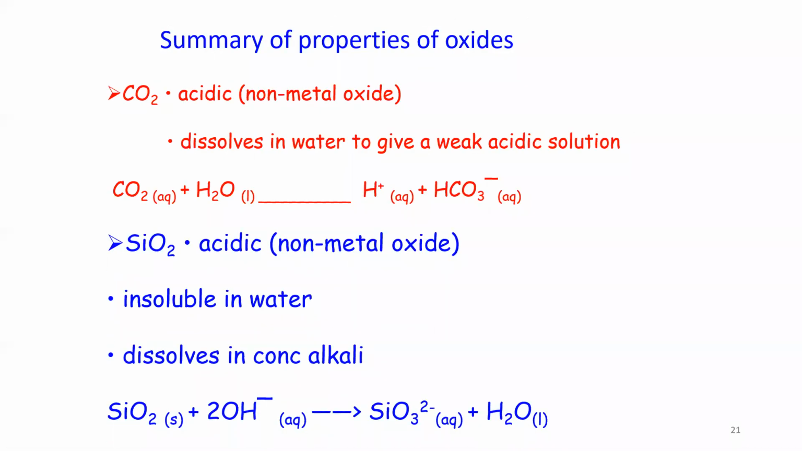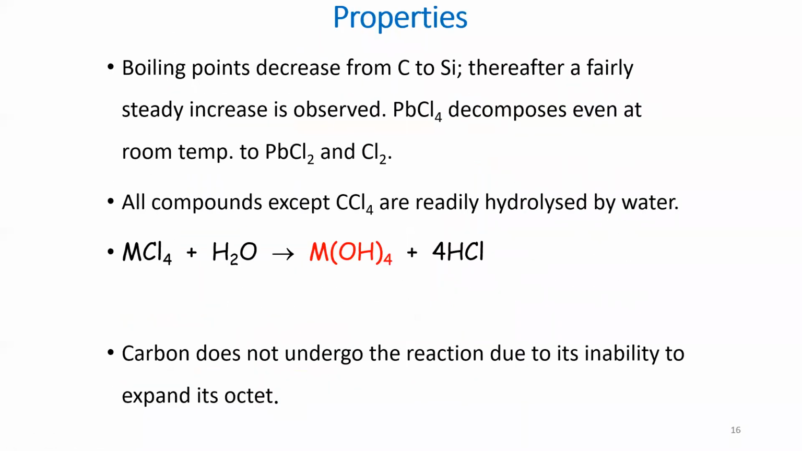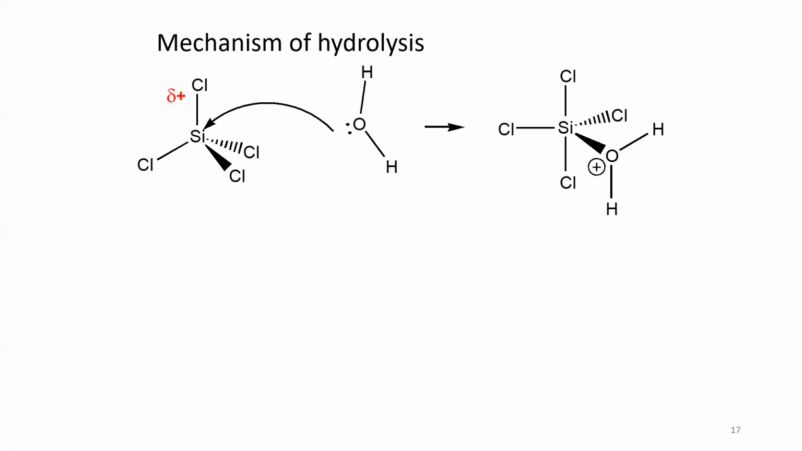So what is the summary of the properties of the oxide? We said our CO2 is acidic. Of course, your monoxides are more basic, so the dioxides are more acidic. So your CO2 is acidic, which is a non-metallic oxide. As we said, it dissolves in water to give a weak acidic solution. But most times, we said carbon does not undergo the reaction due to its inability to expand its octet. That is the tetrachloride. Please don't get it wrong. That is the tetrachloride.